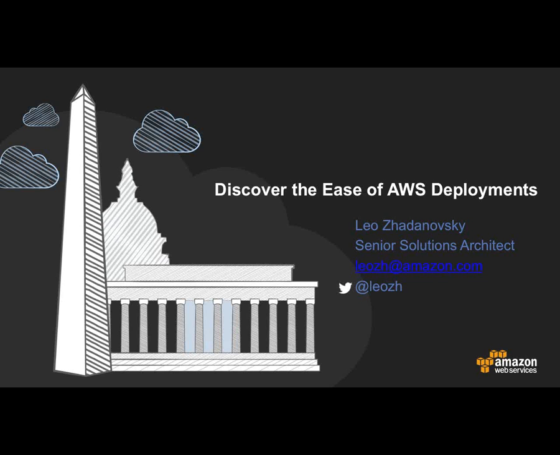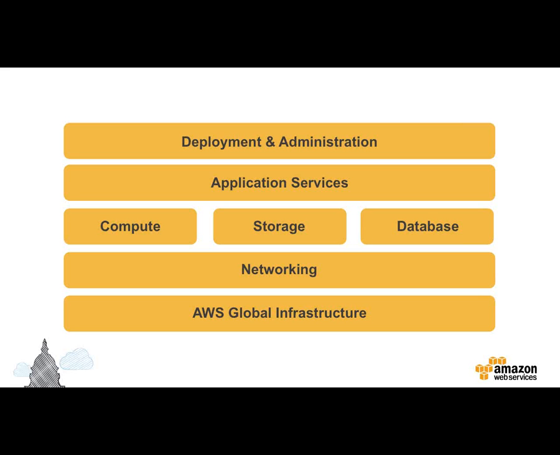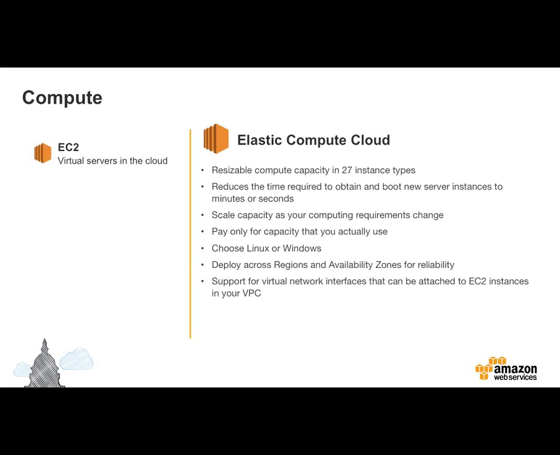So before we do that, let's talk about just some basic foundational stuff with regards to Amazon Web Services. Amazon Web Services ranges from different services all the way from lower level things like our global infrastructure, networking, compute and storage, all the way up to higher level services such as database services, application services, and deployment and administration services. So the most foundational AWS service is EC2, which is the Elastic Compute Cloud. EC2, you can think of it as basically virtual servers in the cloud.